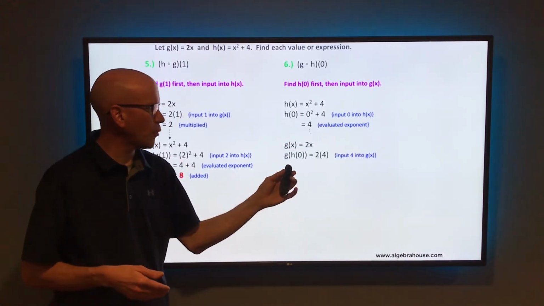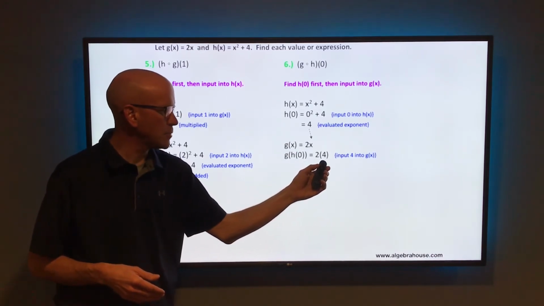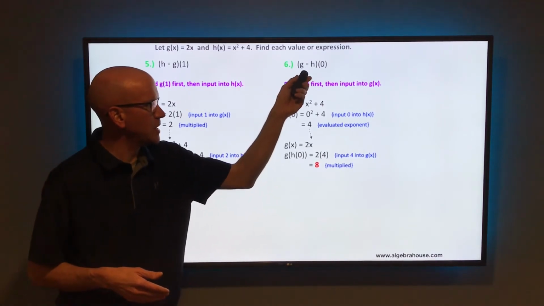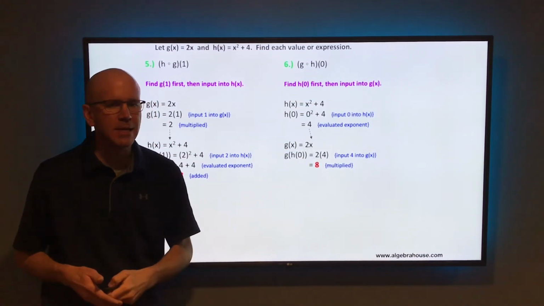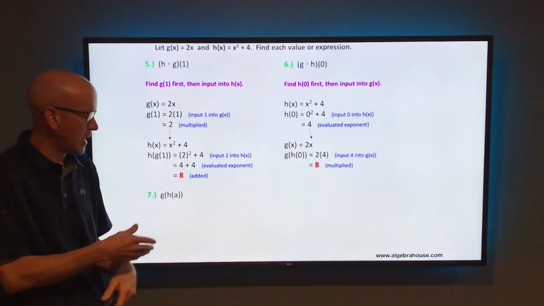So finding g of 4, or you might think of that as g of h of 0. So g of 4, that'd be 2 times 4, which is 8. That is the final output. That is g of h of 0. It is 8.